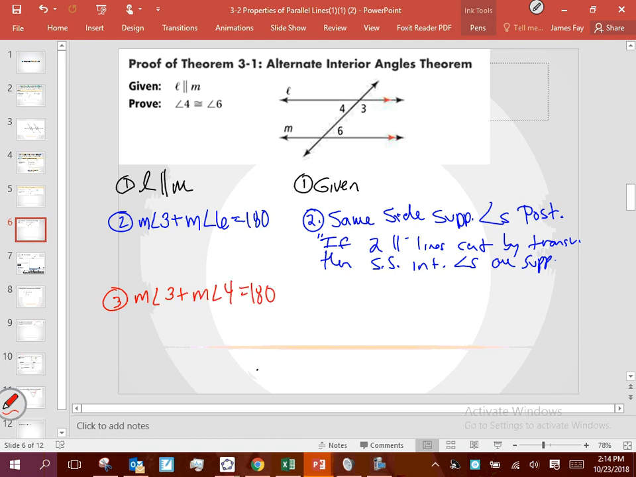And how do you know that? Because you have a fantastic math teacher. Great's not good enough. How do you know? Linear pair postulate. Okay? Those two angles are a linear pair. They form line L. Okay? And if that's the case, the linear pair postulate says that all linear pairs are supplementary. Okay? So linear pair postulate.